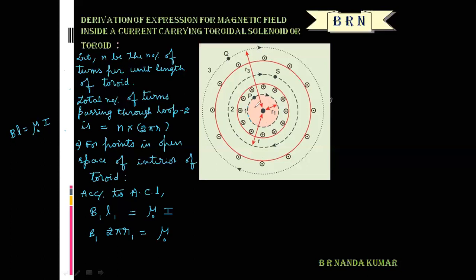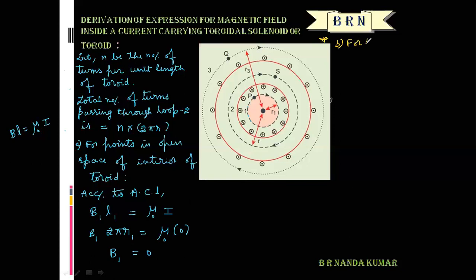So what is the total current passing through loop 1? Actually, here no turn is passing through loop 1. No turn passing through loop 1 means the total current passing through loop 1 is 0. 0 into anything is 0, 0 divided by anything is 0. So the magnetic field in open space of interior of toroid is exactly equal to 0. And the second case.